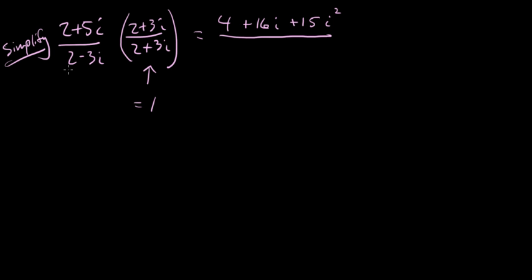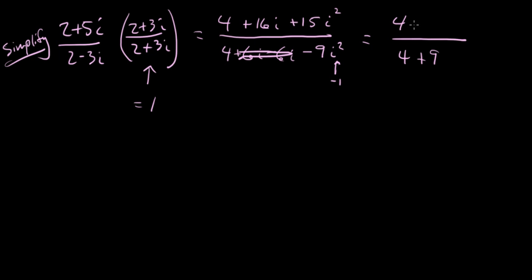But let's look at the bottom. Remember I said it's equal to a squared plus b squared, but let's just work that through. 2 times 2 is 4, plus 2 times 3i is 6i, minus 3i times 2 is 6i, and negative 3i times a positive 3i is a negative 9i squared. Well, again, these two cancel, so we're done with that. And this is equal to negative 1. So on the bottom, we have 4 plus 9. On the top, we have 4 plus 16i, and i squared is negative 1.